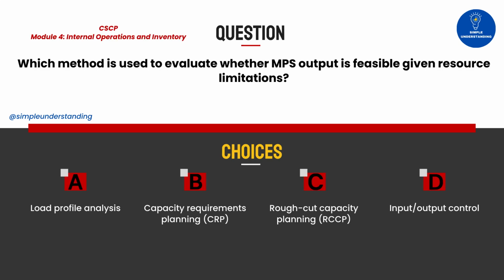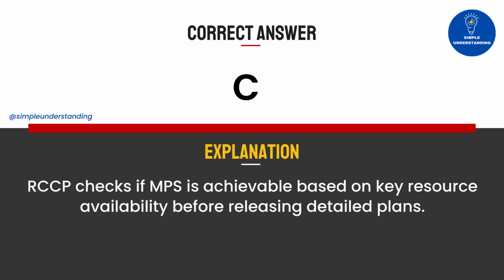4. Which method is used to evaluate whether MPS output is feasible given resource limitations? A. Load profile analysis. B. Capacity requirements planning, CRP. C. Rough cut capacity planning, RCCP. D. Input-output control. Correct answer, C. Explanation: RCCP checks high-level resource availability to validate the feasibility of the master production schedule.